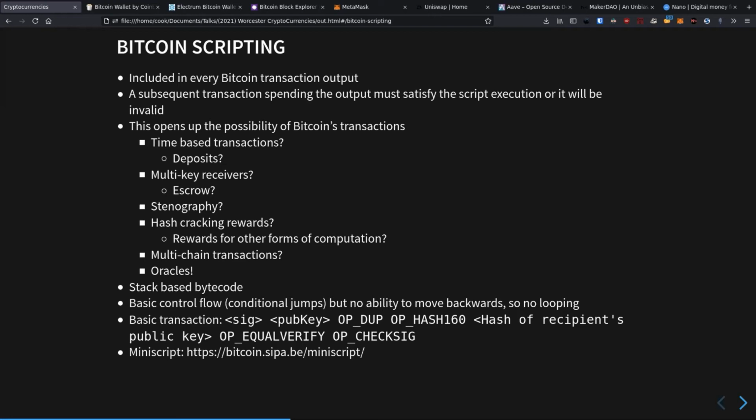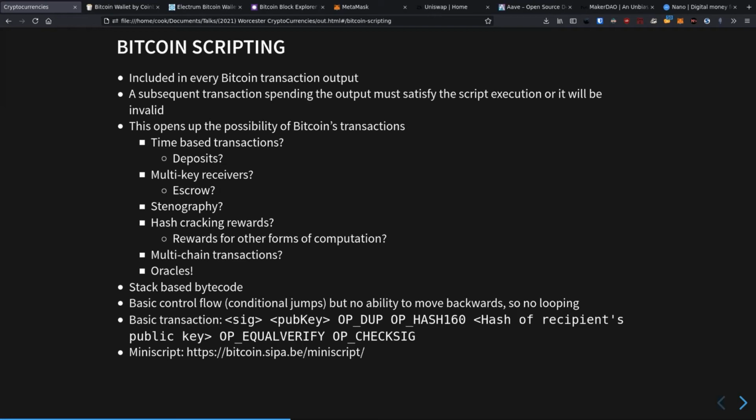Or you could have steganography, where you hide data inside of the bytecode, which people might not see, because most people, when they're looking at a Bitcoin transaction, look at it on a website which abstracts it away and just shows the to address, the from address and the amount. It might not show the hidden data inside the bytecode. There's one interesting use, which is distributed hash cracking.